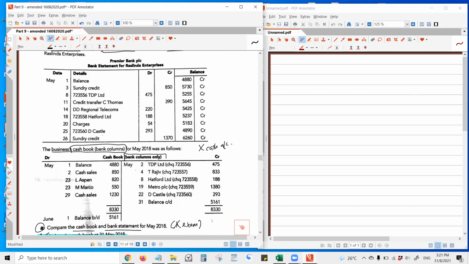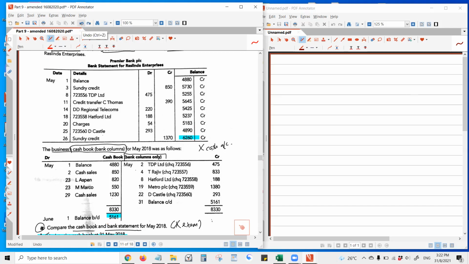Like I mentioned, if there has been no differences, the balances are supposed to be the same, because the bank statement is prepared by the bank and shows you how much money you have in the bank. Cash book is prepared by ourselves, which also shows how much money we have in our bank. They are supposed to be the same. But right now, are they the same? No. 5161, 6260. So there must be some things that appear in the bank statement but do not appear in the cash book, or the other way around. Let's see what they are.